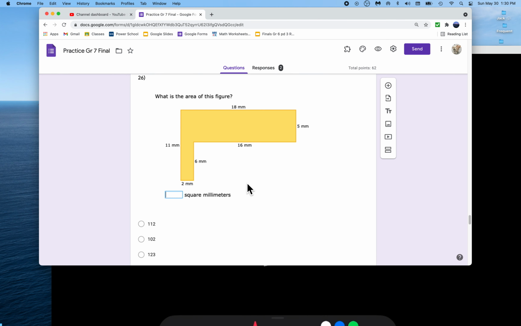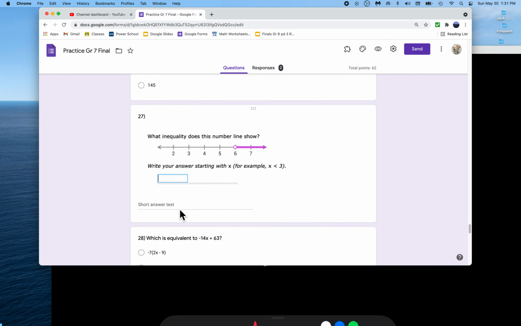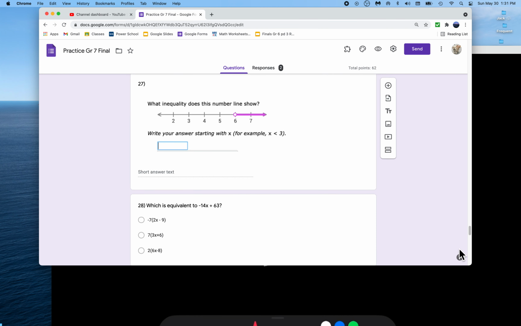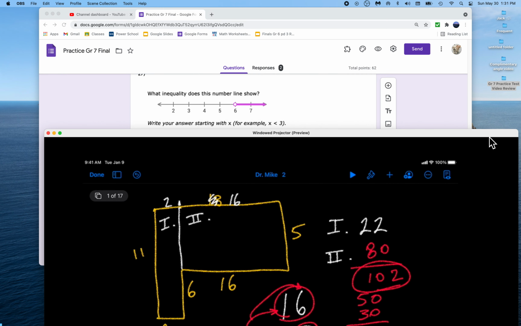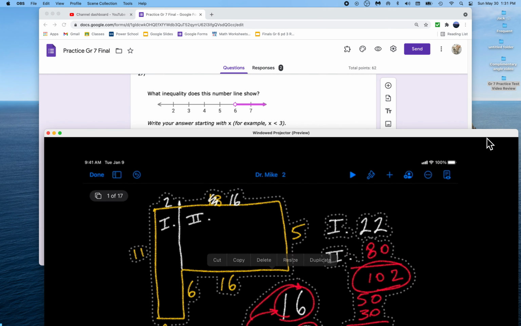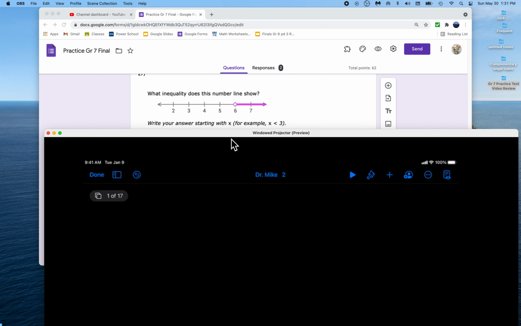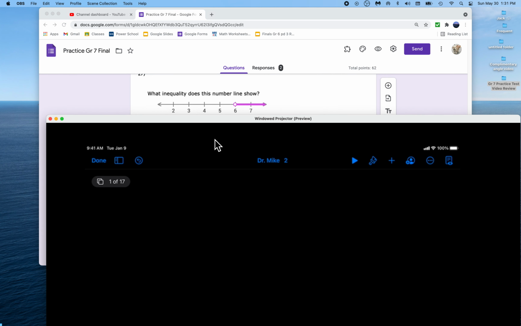Let's hope there's not another composite figure. Okay, here's a number line, very important in math. You have to be facile with the number line. Recall, open circle means it does not include that number. It comes very close, but it doesn't include it. So right away, I know that my inequality is not going to have an equal sign underneath. It's got to be without it.